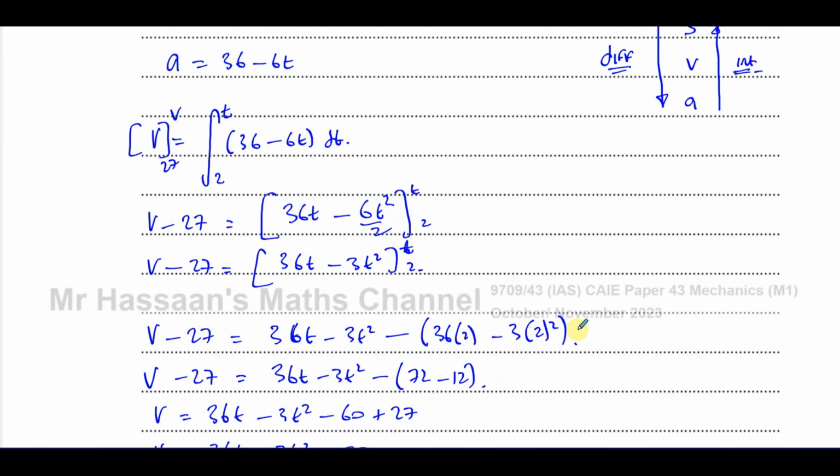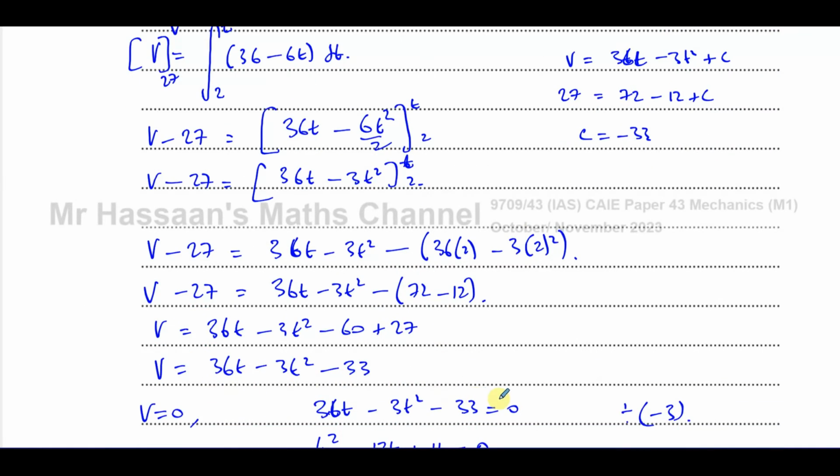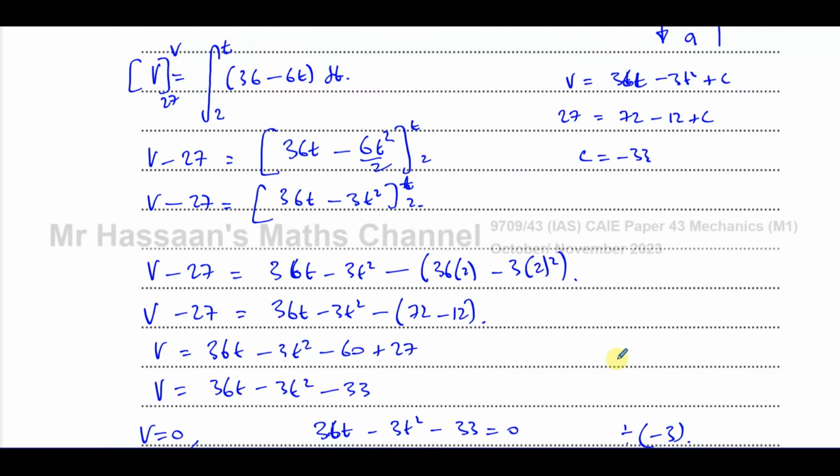Okay, we could have done it the traditional, normal way by just integrating this. You'll end up with v equals 36t minus 3t squared plus c, and then you can find what c is by replacing the v with 27 and the t with 2: 72 minus 3 times 12, plus c. So of course you'd get the same answer, which is negative 33, and you would end up with this same thing here. Both of them are perfectly good ways of doing it.